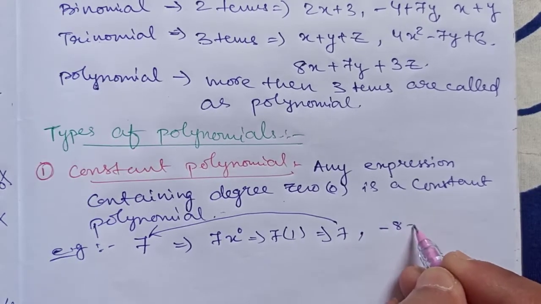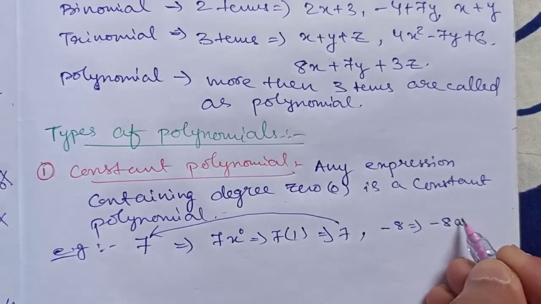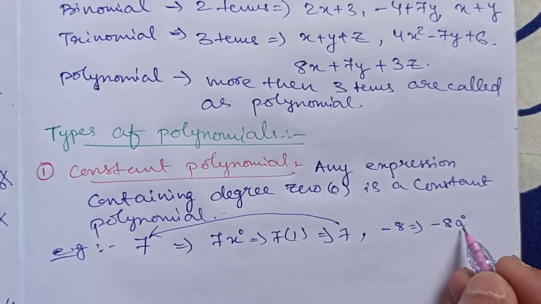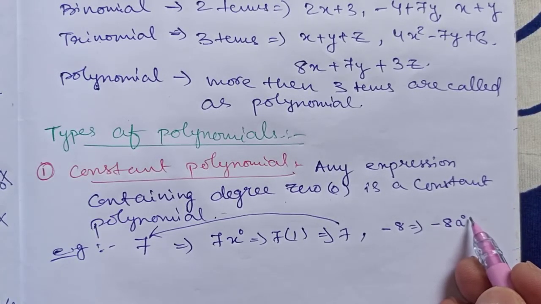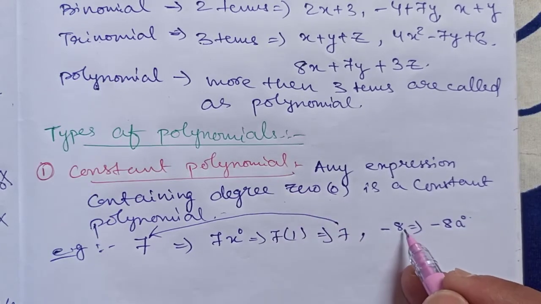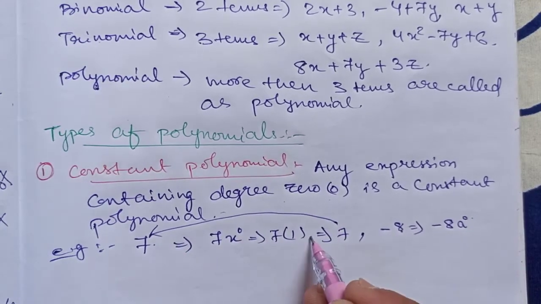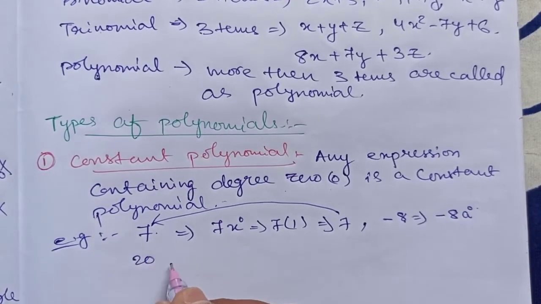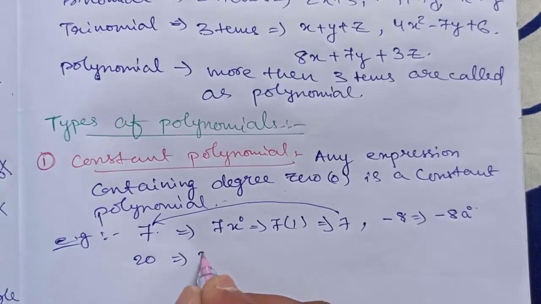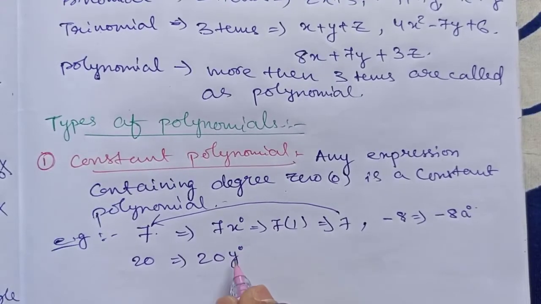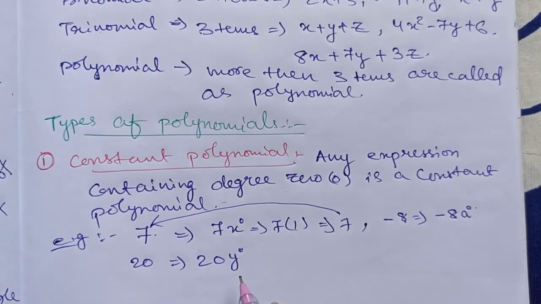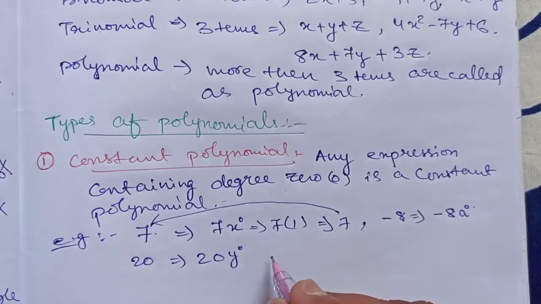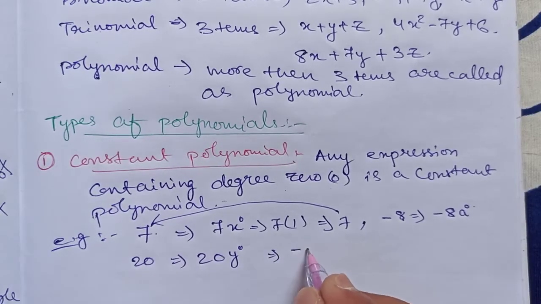Like minus 8, suppose I write minus 8, a to the power 0. It is a polynomial. Yes. What is the degree of the polynomial? 0. So this type of polynomial, only numbers, are called constant polynomials. Suppose I write 20. Is 20 a polynomial? Yes. 20, y to the power 0. Any variable you write with the power 0. That is a constant polynomial. Getting? Suppose I write minus 100. So is it a polynomial?